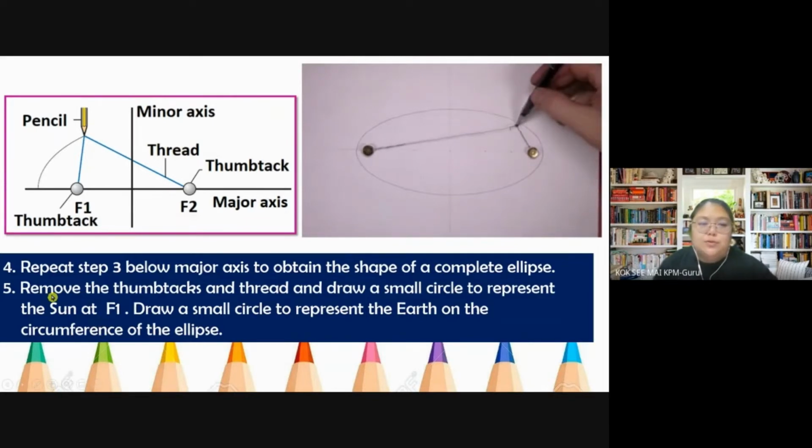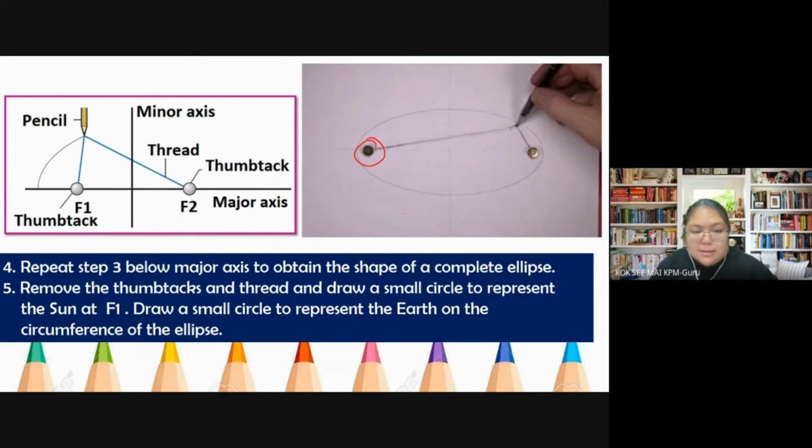Okay, so they want you to repeat step 3 below and above. After you draw above, then you draw below. After that, you have the ellipse shape. Then you remove the thumb tacks. Okay, remove the thumb tacks. After that, you draw one circle here. This one is represented by the sun.